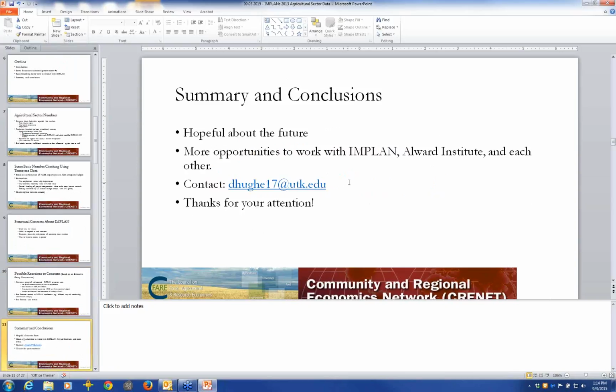So in summary and conclusion, I'm hopeful about the future in terms of working with IMPLAN and what IMPLAN is going to come up with. And I think we'll come out of this seminar feeling better about this and looking forward to more work with IMPLAN, the Alward Institute, and each other. So thanks for your attention.